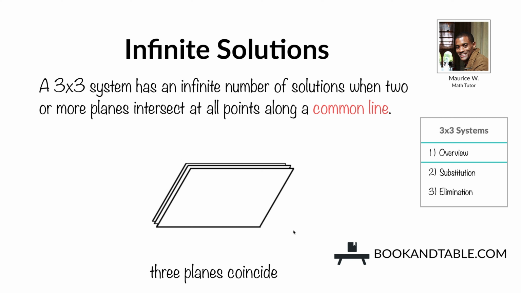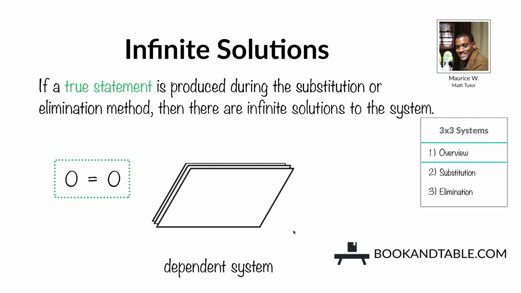Now, for infinite solutions, if a true statement is produced during the substitution or elimination method, then there are infinite solutions to the system. So this will produce a statement such as 0 is equal to 0. So if you wind up with a statement such as this one while you are doing the algebra, then you know that this is a system with an infinite number of solutions. So these are the different scenarios that we'll be encountering throughout the remainder of this chapter.